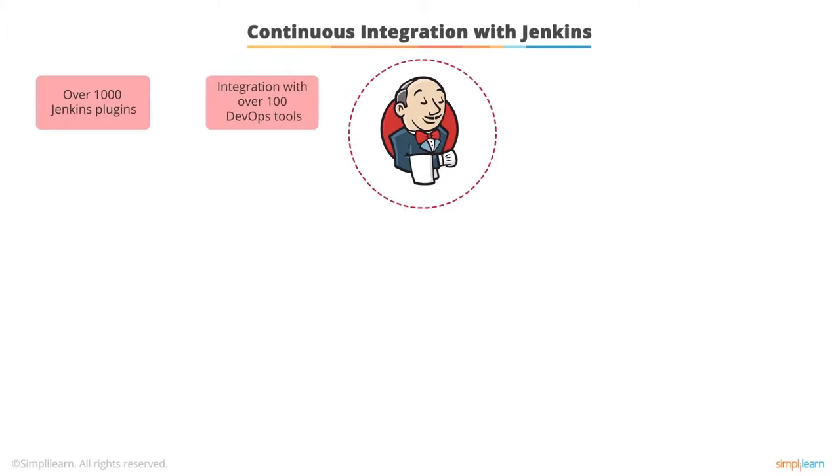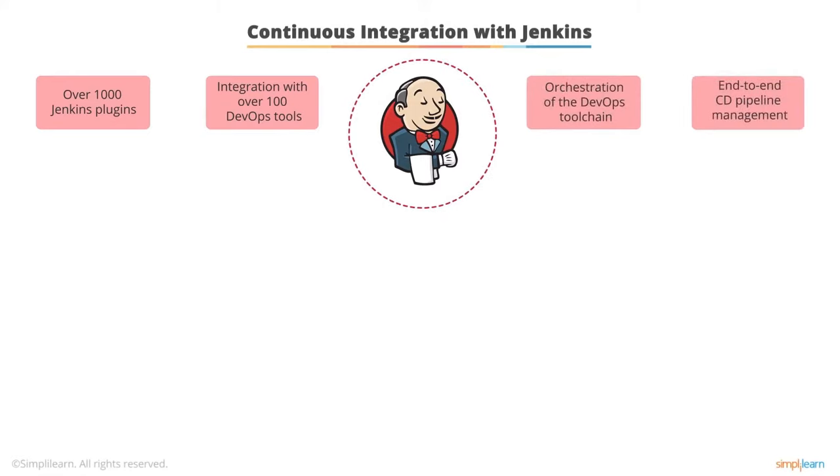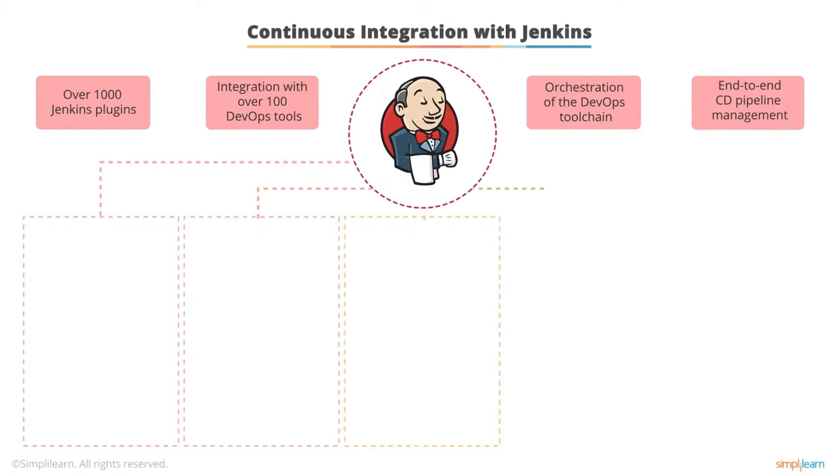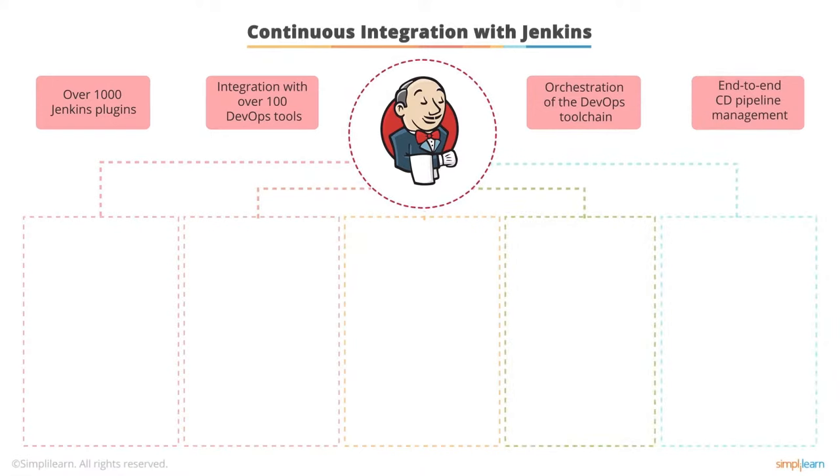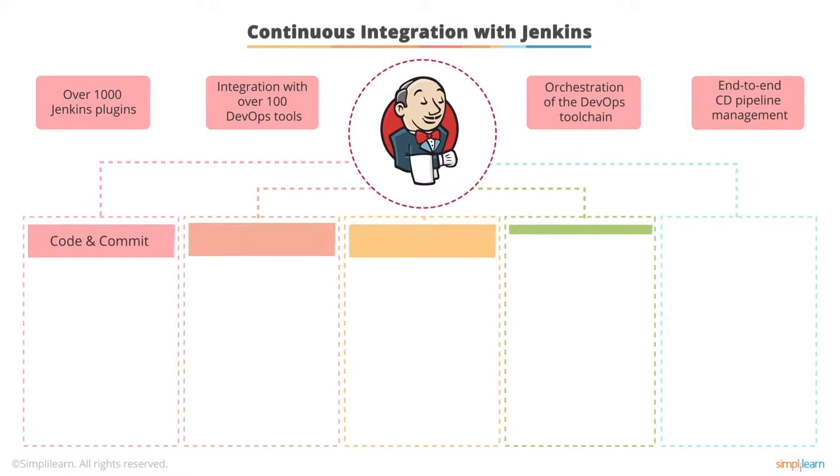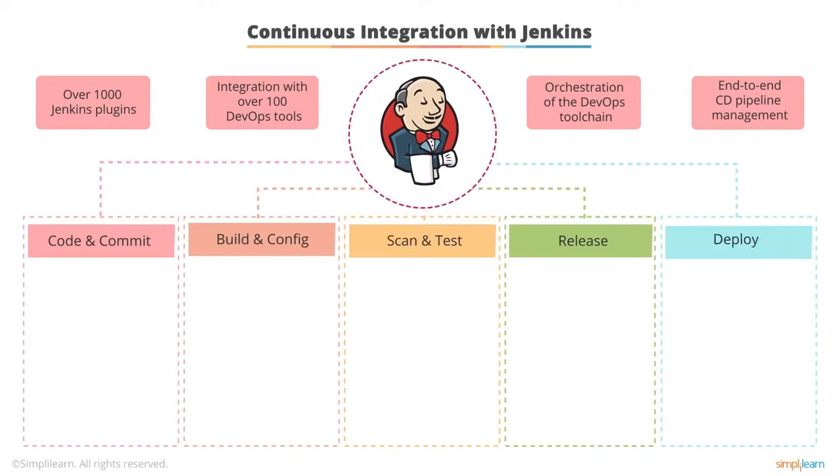Also, Jenkins integrates with over 100 other DevOps tools such as GitHub and testing tools from a variety of vendors. Jenkins allows DevOps personnel to reliably orchestrate the release tool chain, and it's designed to be an end-to-end solution. In order to get full benefit from using Jenkins, aspiring DevOps personnel need to understand the standard phases in the CI/CD pipeline. These phases are code and commit, build and configure, scan and test, release, and deploy. You're going to incorporate a variety of tools with Jenkins during each phase of the process.